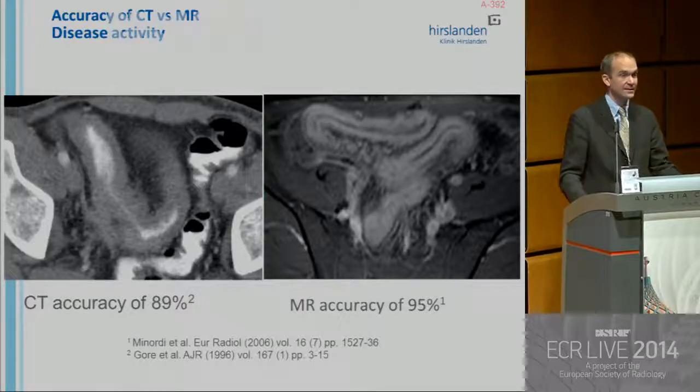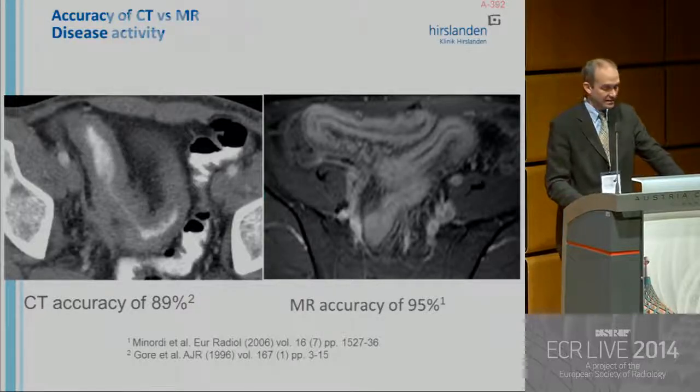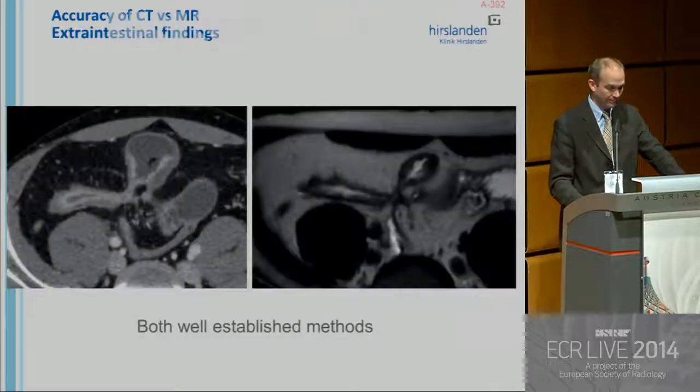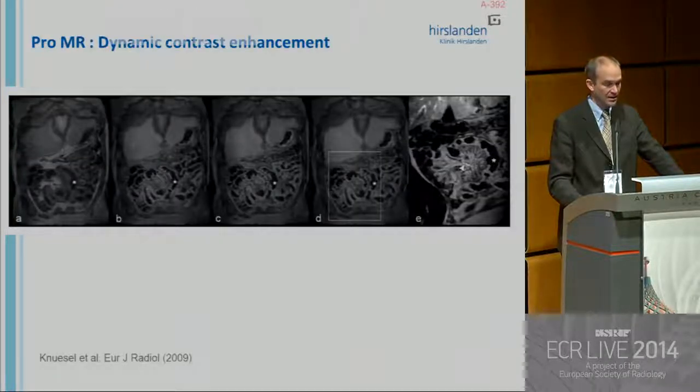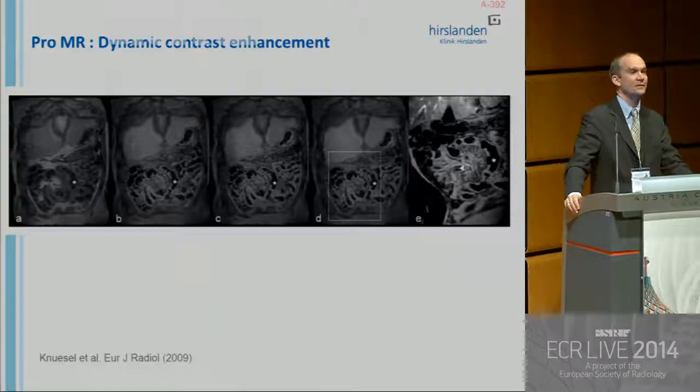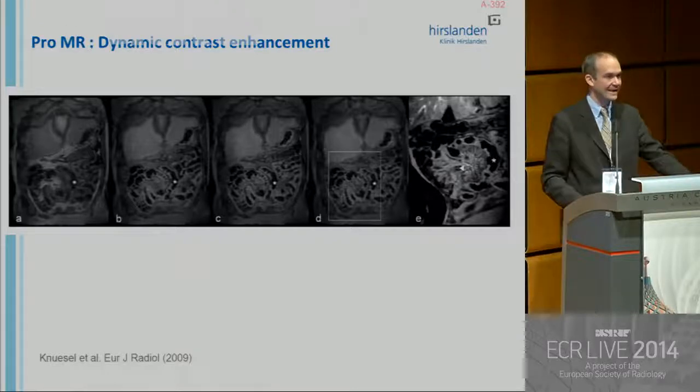Again, for disease activity, there's a good accuracy in CT and clearly a better accuracy in MR. If you look at fistula and abscesses, both are very clearly established methods that you could use. There are, and this is a big but from my side, clear technological advantages for MR imaging. One of them, as I said, is the dynamic contrast enhancement.